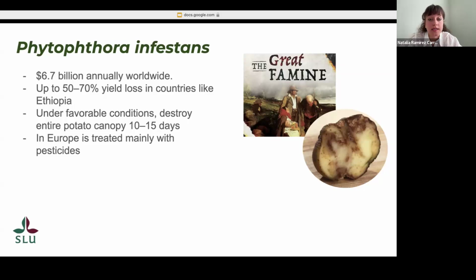In some countries, such as Ethiopia, it can cost up to 70% of the yield. It goes really quickly, so in 10-15 days, it can completely destroy the canopy. And it affects, apart from potato, also some related crops. For example, tomato is also really affected by this microbe. And nowadays, the most common way to fight against this microbe when it's affecting a crop is the use of pesticides.